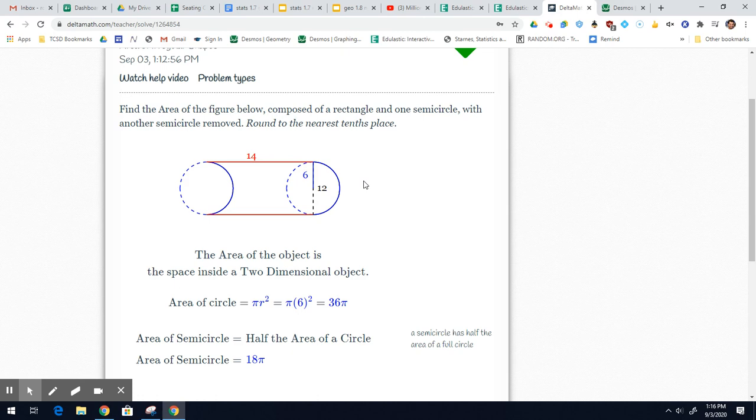So that is the Delta Math. Now let's move on to Edgenuity, which is going to be our coordinate plane stuff.